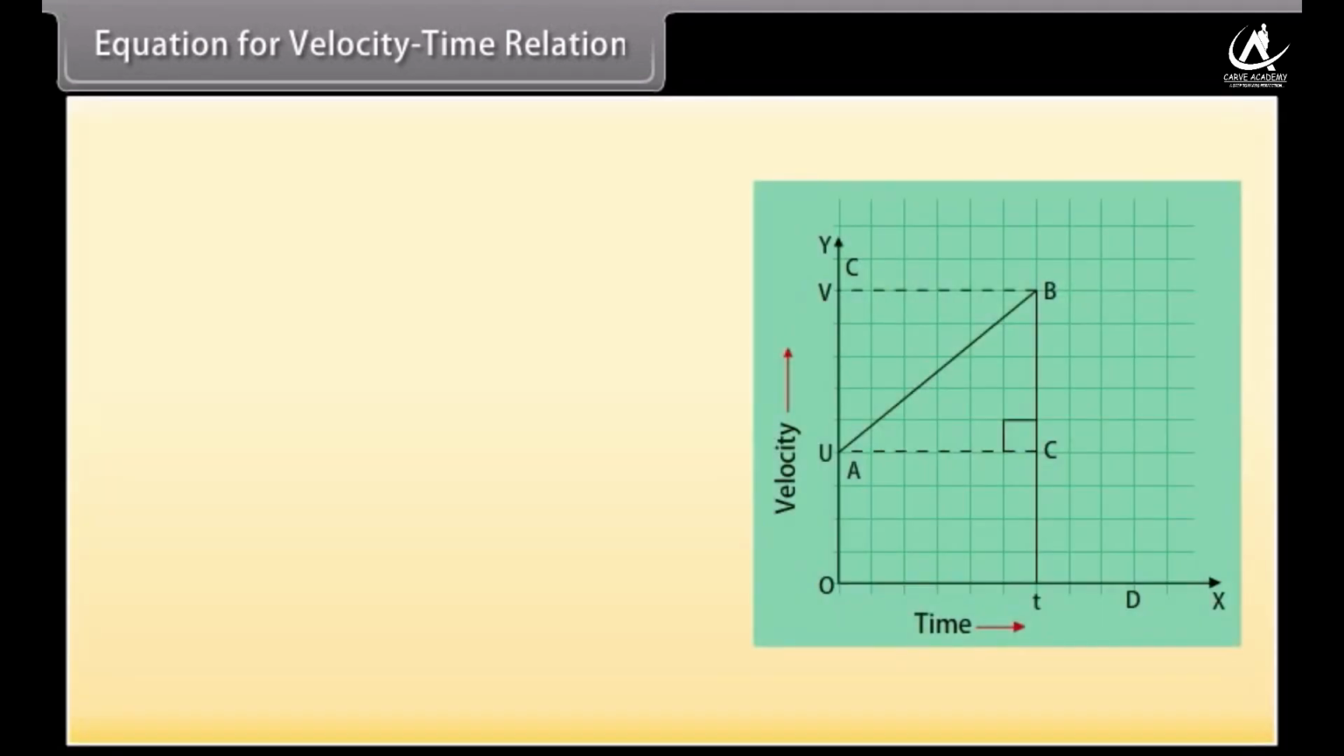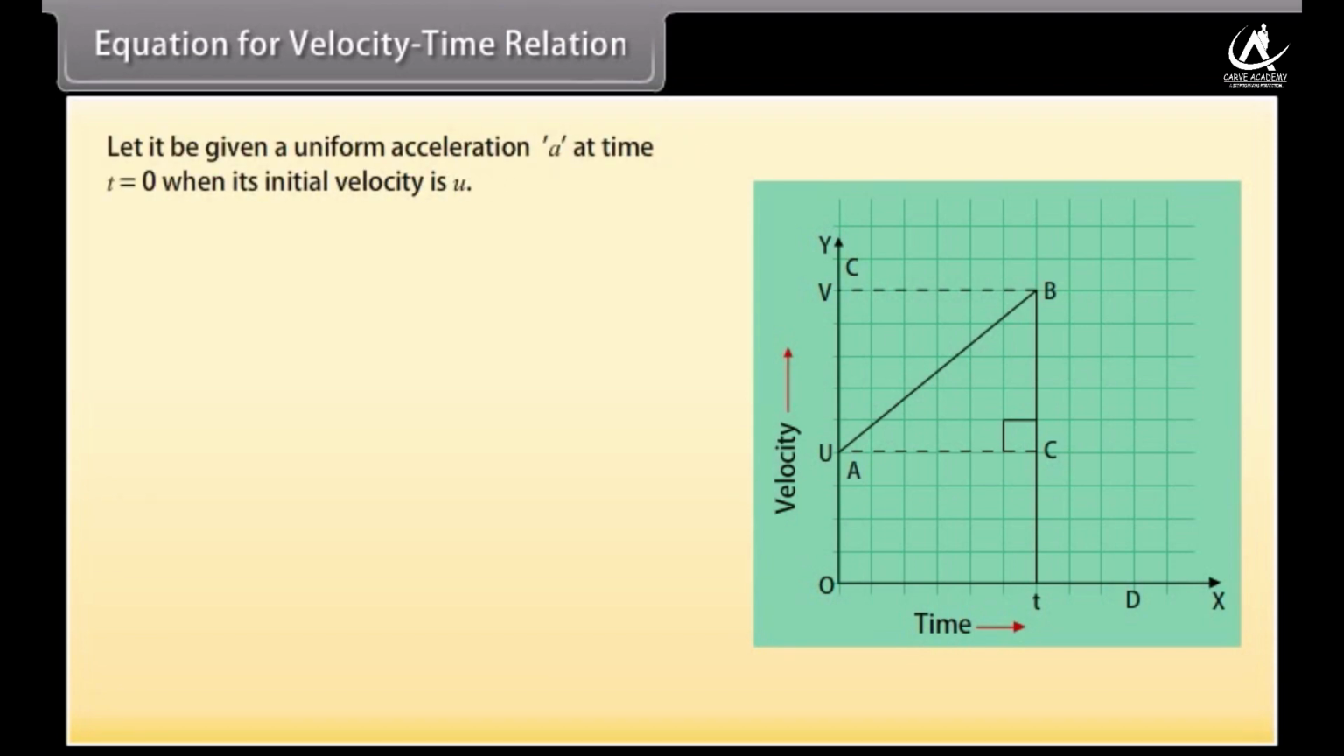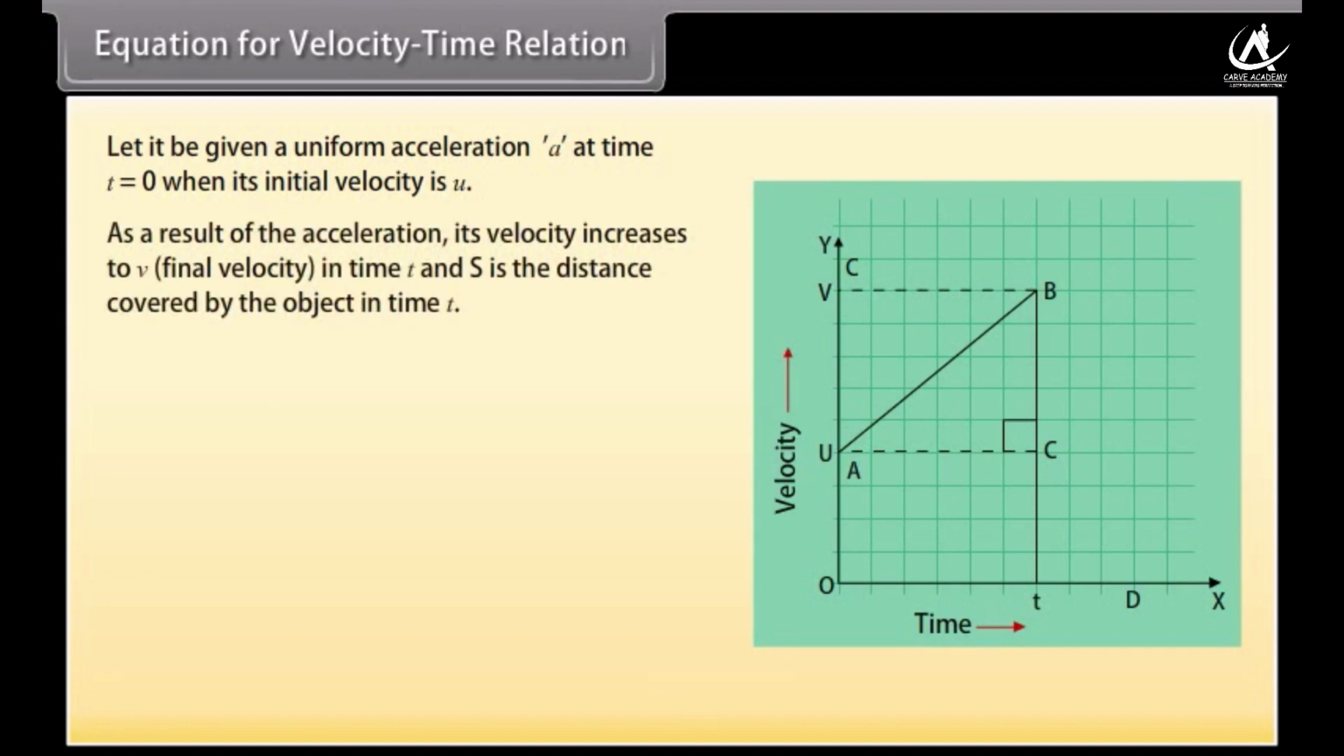Equation for velocity-time relation. Consider an object moving with a uniform velocity u in a straight line. Let it be given a uniform acceleration a at time t equal to 0 when its initial velocity is u. As a result of the acceleration, its velocity increases to v, the final velocity, in time t, and s is the distance covered by the object in time t.